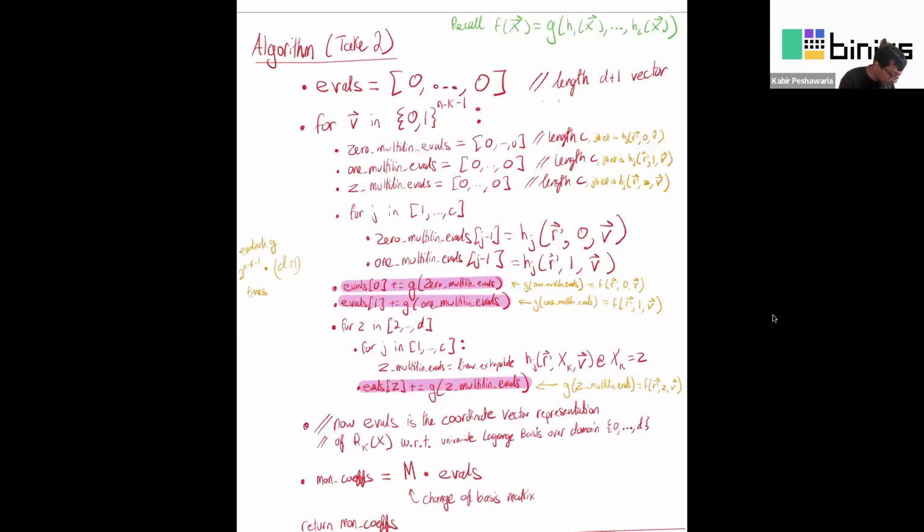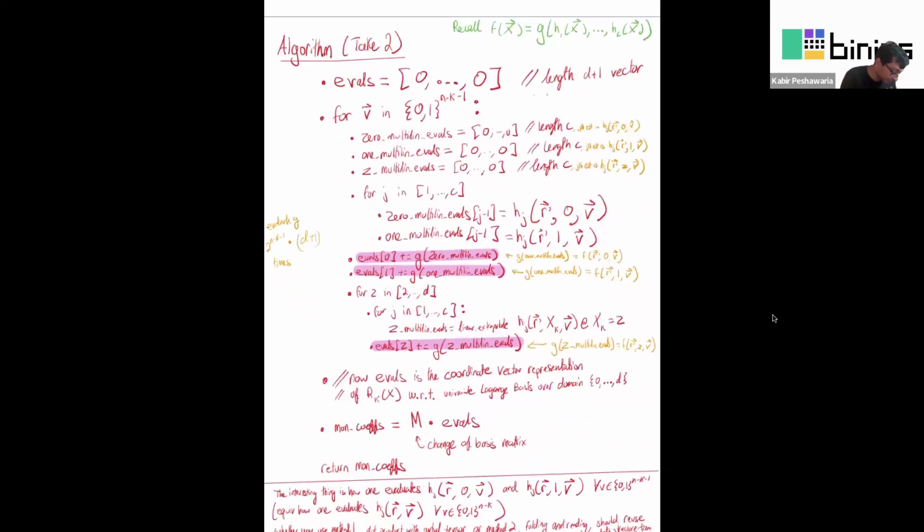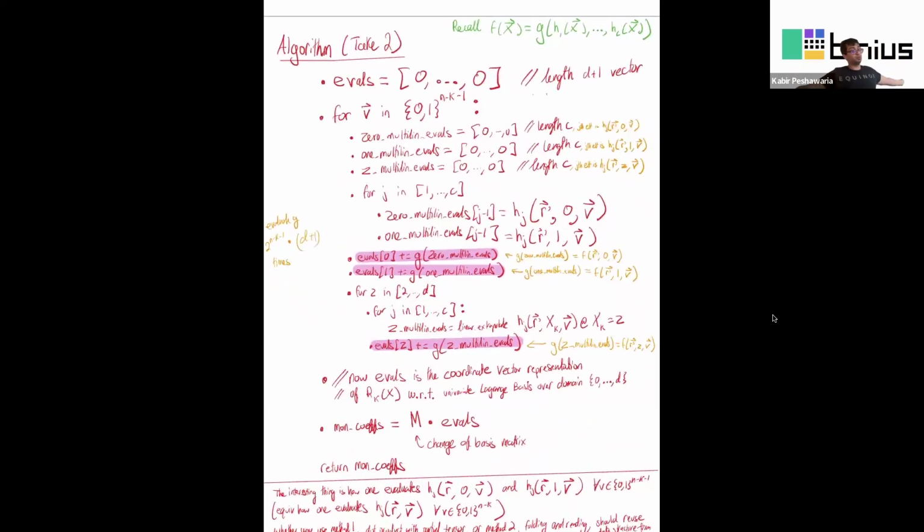Here it is every single hypercube point. So there's 2 to the n minus k minus 1 of them, multiplied by the number of places we're evaluating the round polynomial at, so that's d plus 1. Questions on this section?